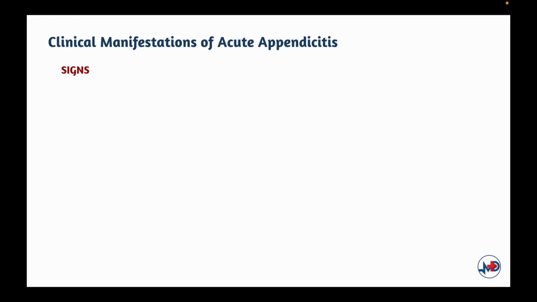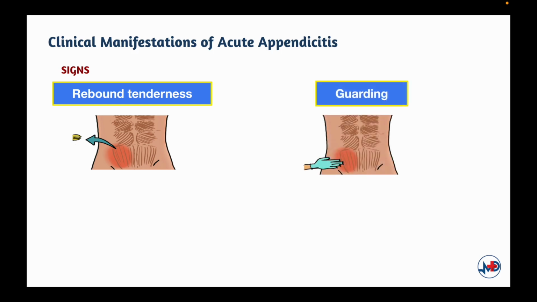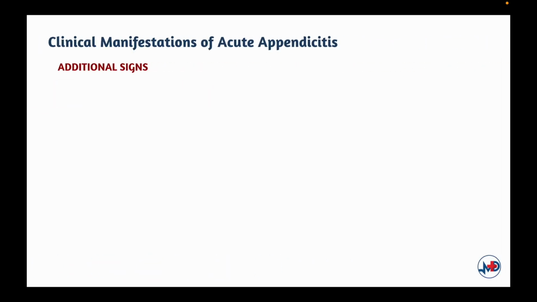Physical examination findings include rebound tenderness, which is pain on percussion, rigidity, and guarding, which is the most specific finding. The right iliac fossa tenderness is present in most of the patients, almost 96% of them. Of course, let's not forget general examination to assess the patient's hydration status and perfusion in the case of septic shock secondary to peritonitis. The following additional signs may also be present in a minority of them.